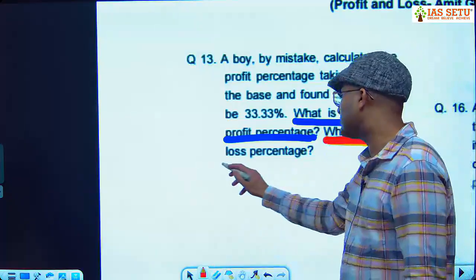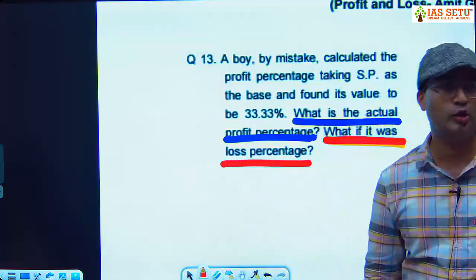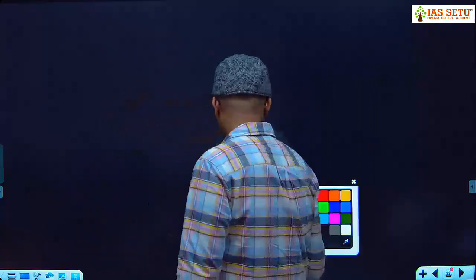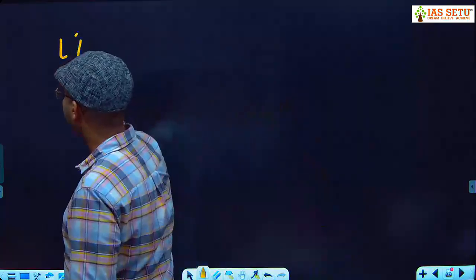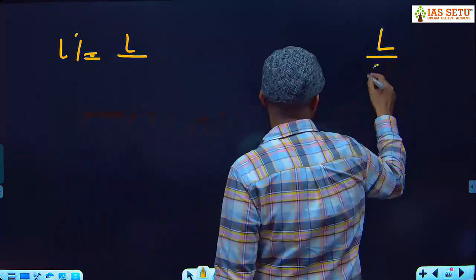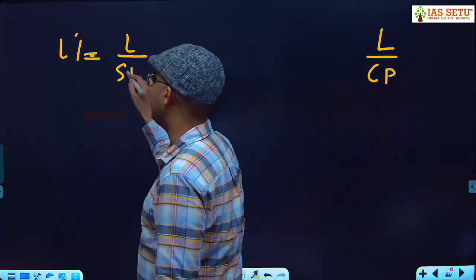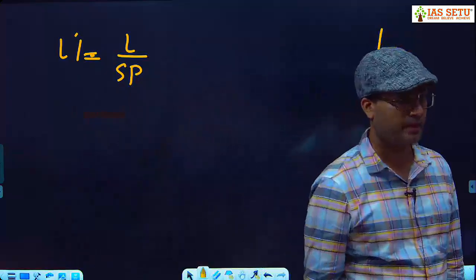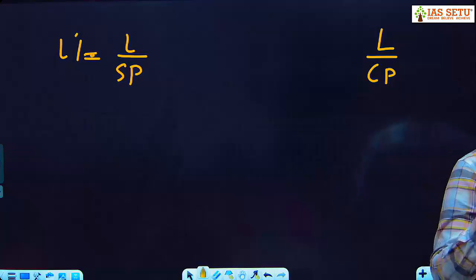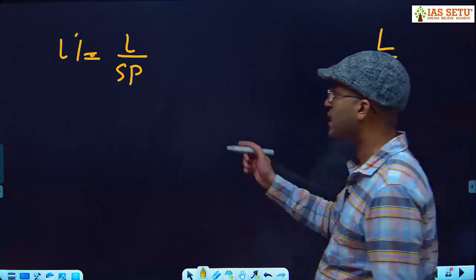What if it was loss percentage? Suppose this was loss. The question is like: a boy calculated loss taking SP as a base and found its value to be 33.33%. What did he do? He calculated loss on the selling price. Actual formula is L upon CP, but by mistake he has taken L upon SP. Same thing: CP is the base, either profit or loss.